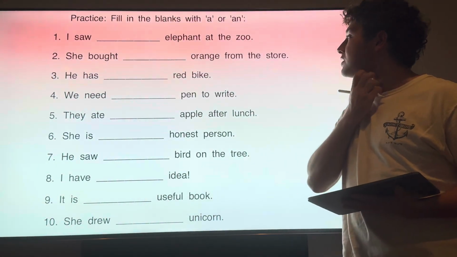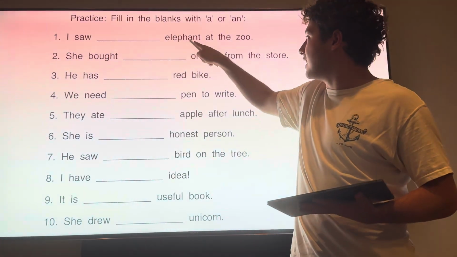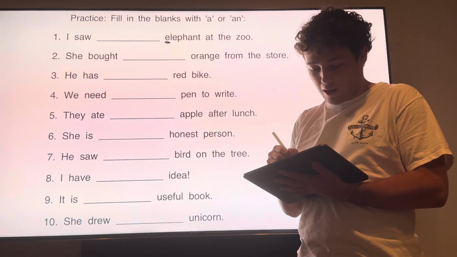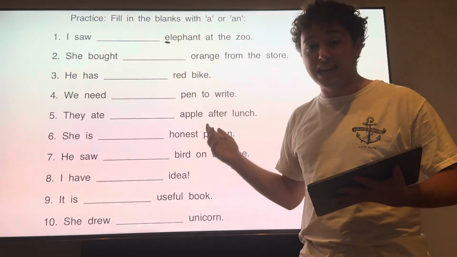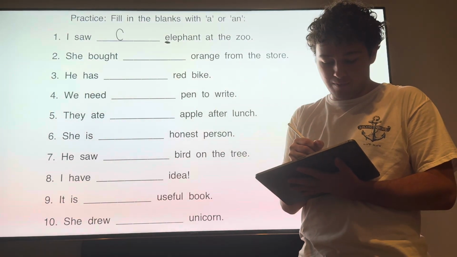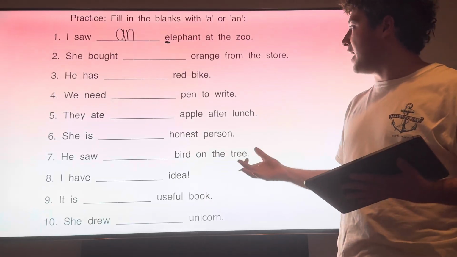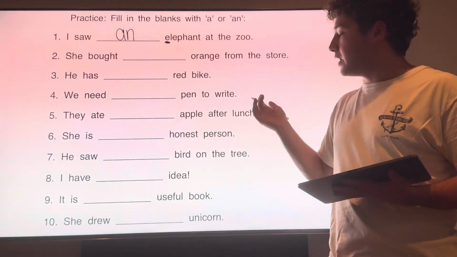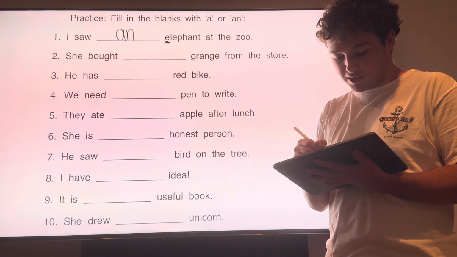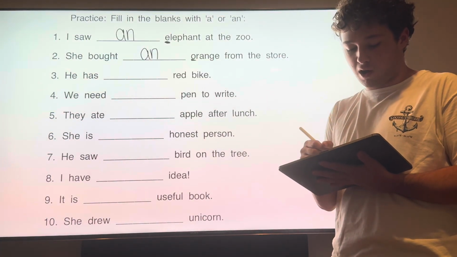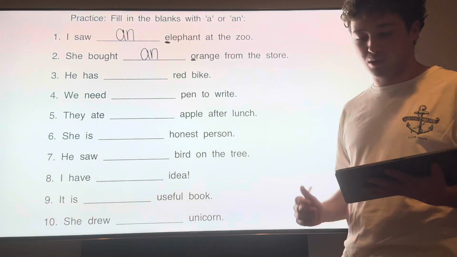Okay, I saw blank elephant at the zoo. Now, the first thing you see is that elephant has a vowel as the first letter. It's an E, so it would be an. Next one. She bought blank orange from the store. Now, orange also has a vowel. This is an O, so it would be an. She bought an orange from the store.